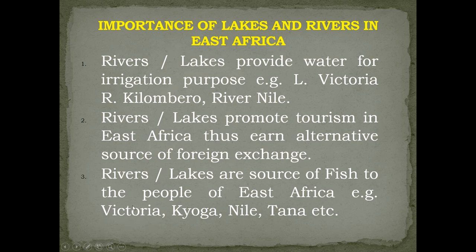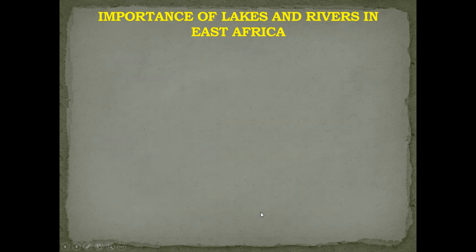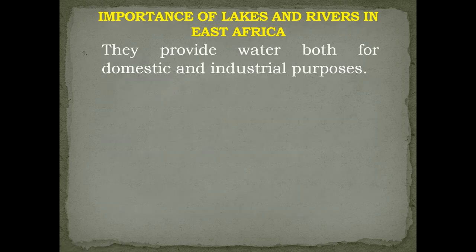And the most common types of fish got from here are tilapia and Nile perch. Then we have other lakes: Choga, River Nile, River Tana, among others. Those are other fishing grounds. Then the lakes and rivers provide water for both domestic and industrial use.